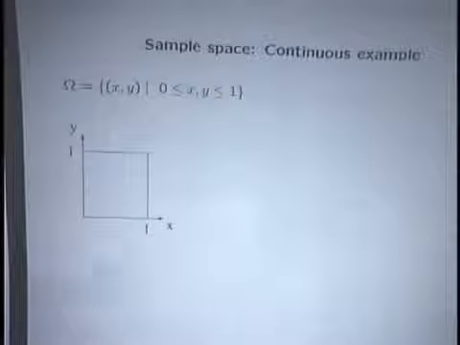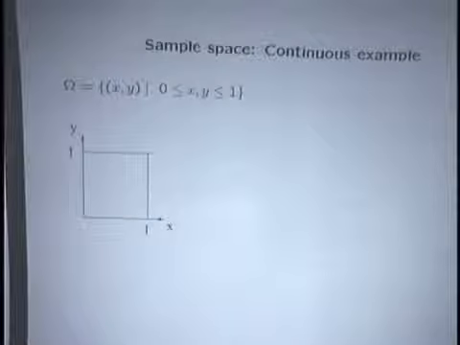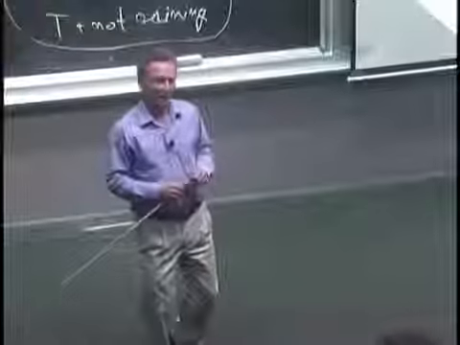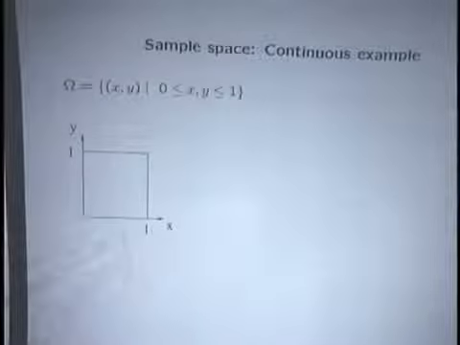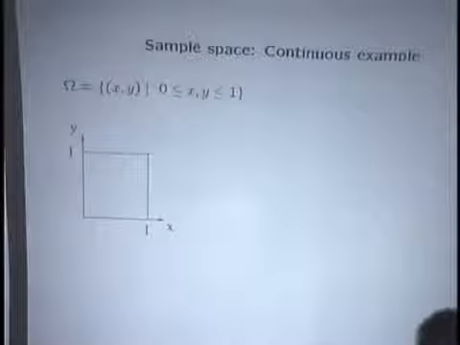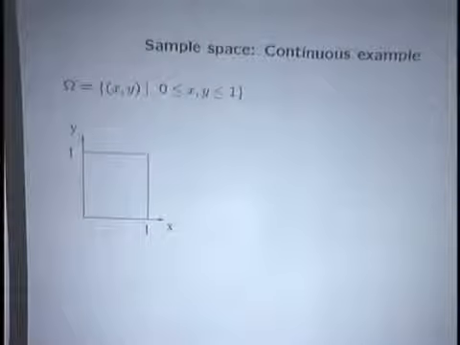So a typical outcome of the experiment is going to be a pair of numbers, x, y, where x and y are real numbers between 0 and 1. Now there's infinitely many real numbers. There's infinitely many points in the square. So this is an example in which our sample space is an infinite set. Okay, so we're going to revisit this example a little later. So these are two examples of what a sample space might be in simple experiments.